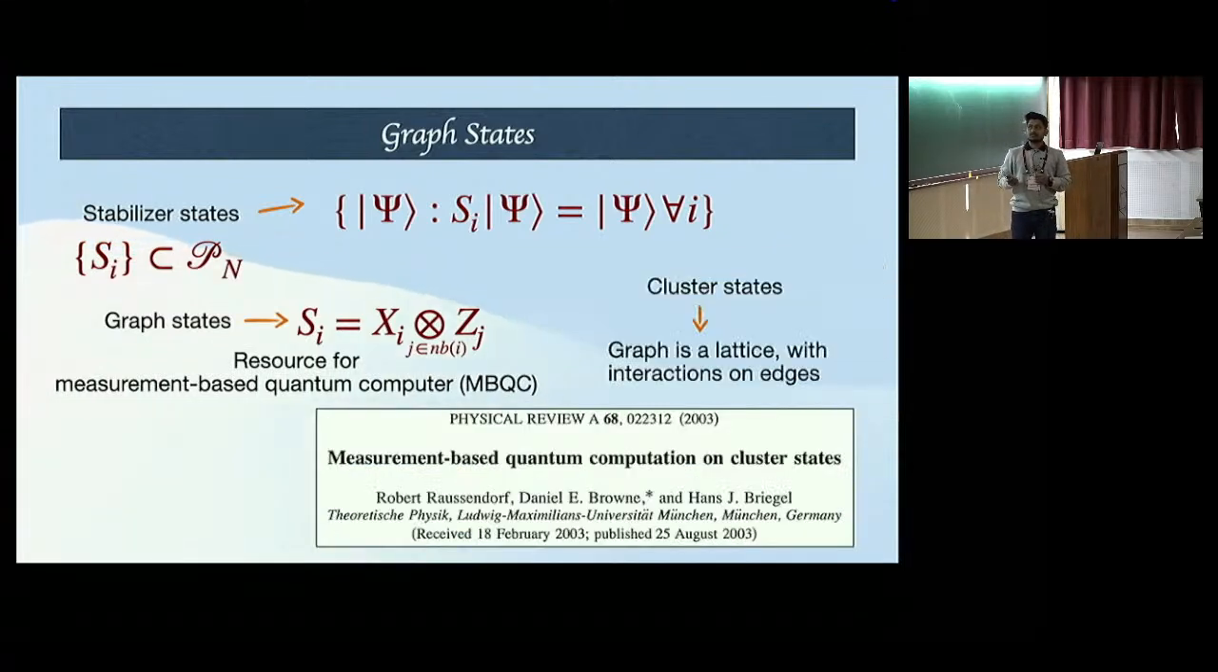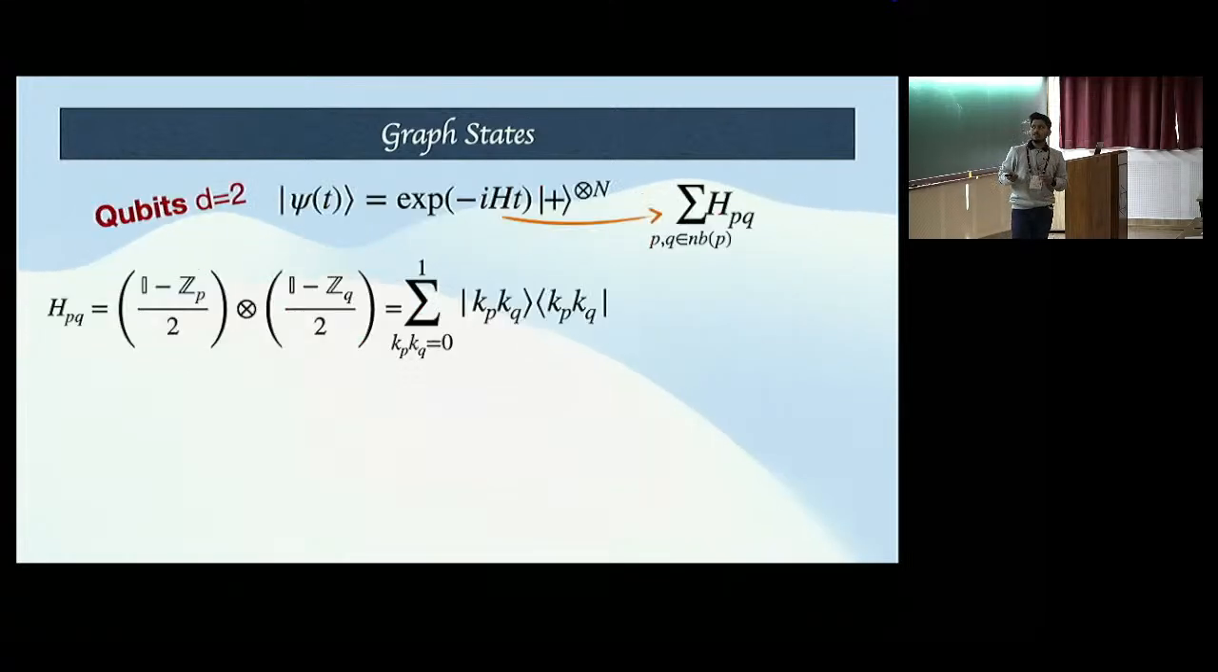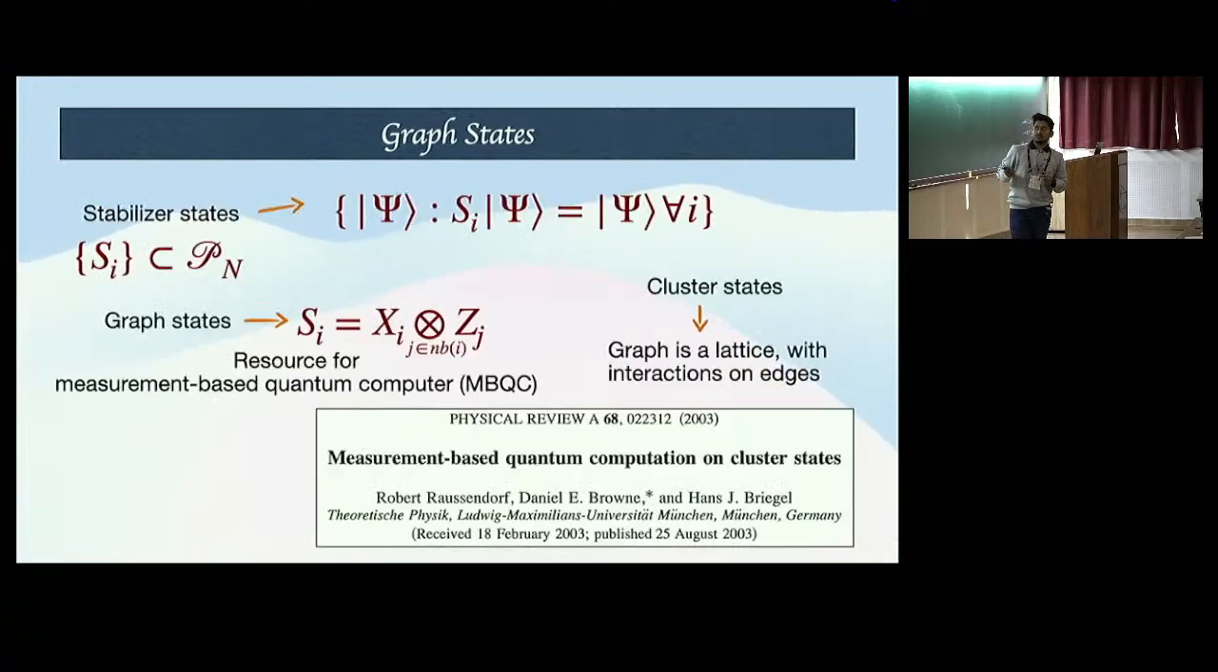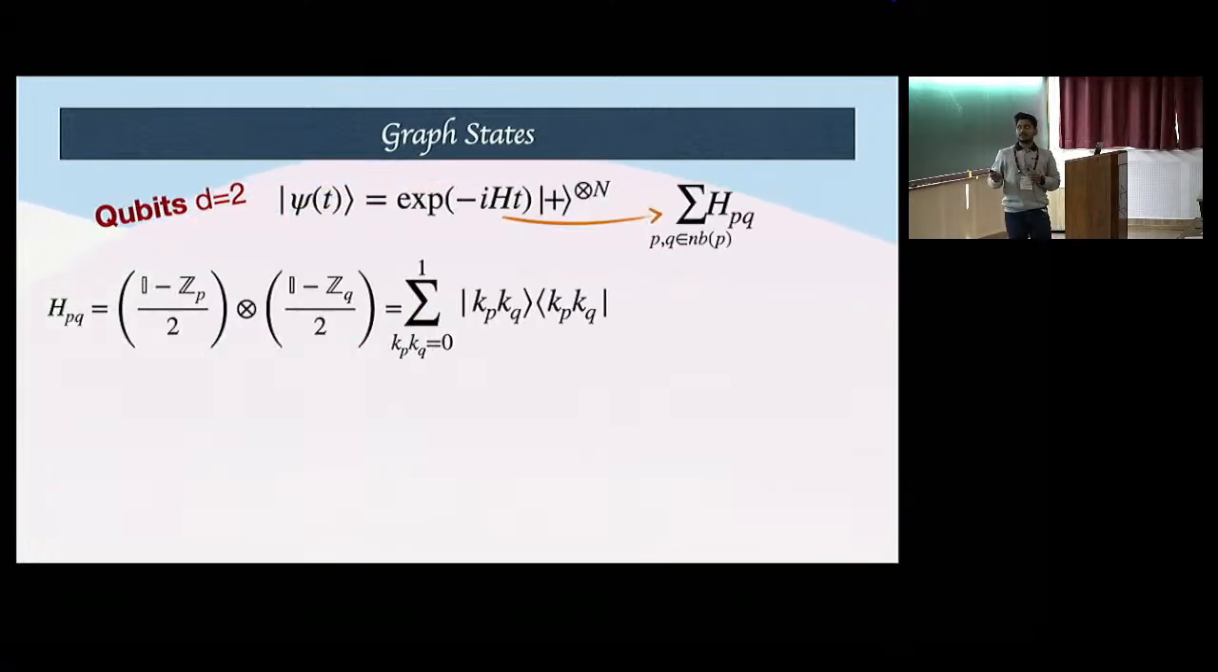Cluster states are now a subset of graph states where the graph is a lattice with interaction on the edges, and the complete protocol of performing universal gates in cluster states was given by Raussendorf, Browne, and Briegel. These states can be generated either as a ground state of a Hamiltonian, which is just the negative sum of the stabilizers, or dynamically by starting with a plus state.